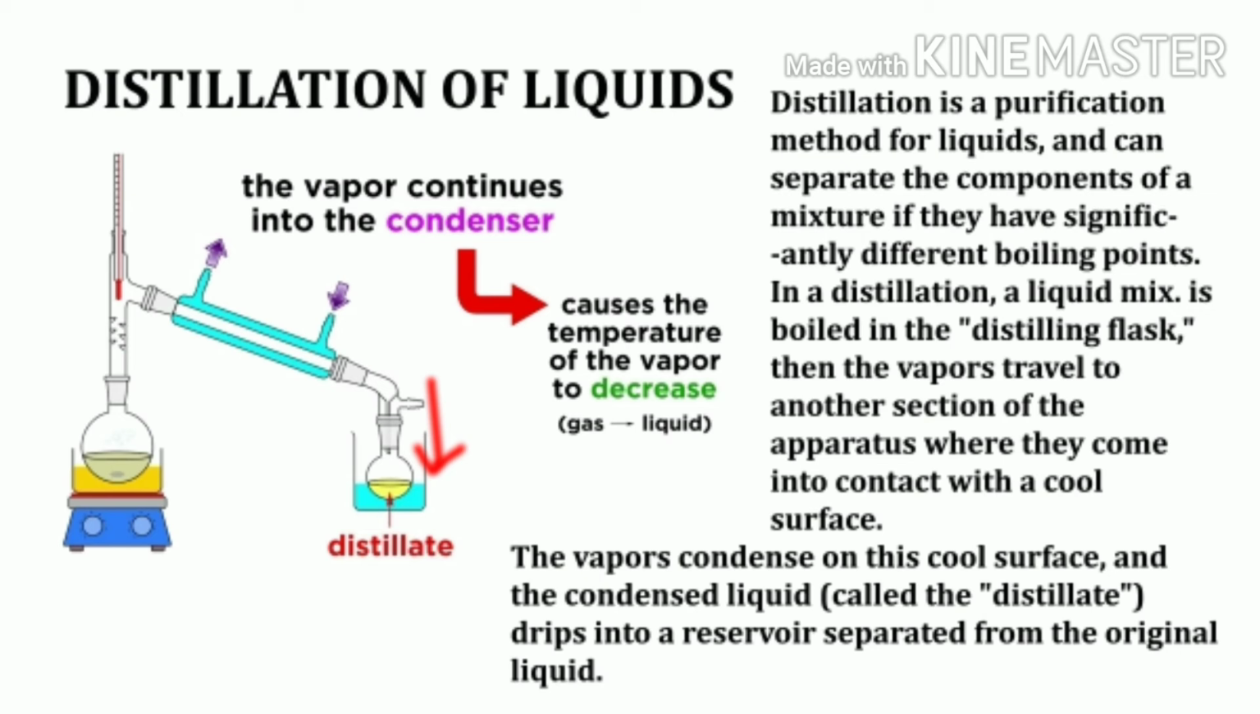separated from the original liquids. Now let us consider that we have a mixture of two liquids A and B, and A has a lower boiling point than that of B. If we heat this mixture up to the boiling point of A, then the molecules of A will undergo distillation and the vapors of the molecules of A will pass through the condenser, on which the vapors of liquid A undergo condensation, and then the condensed liquid drips into the reservoir, and this way we can separate the liquid components A and B from the mixture.